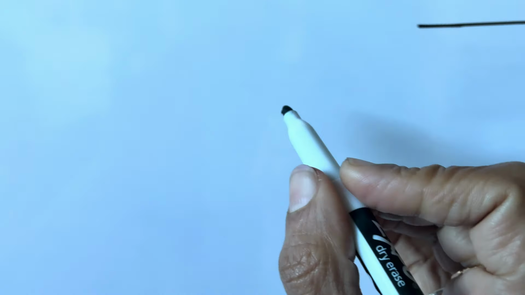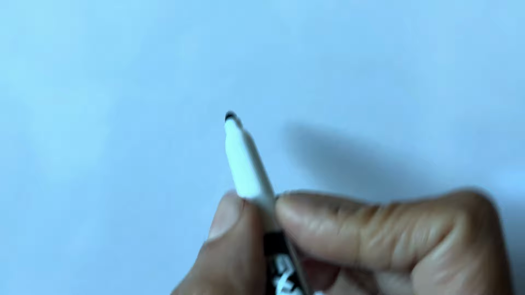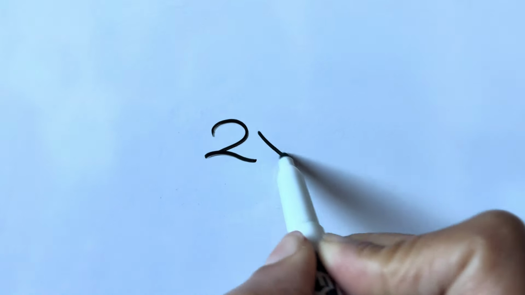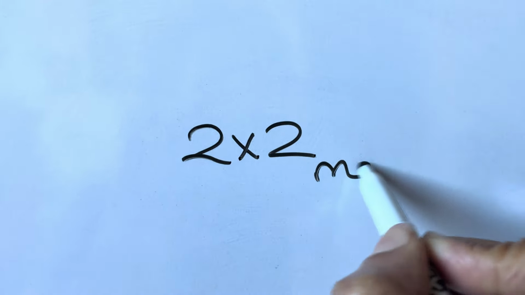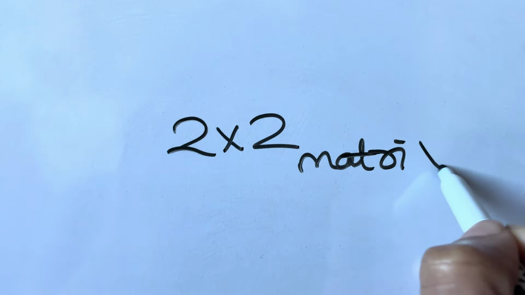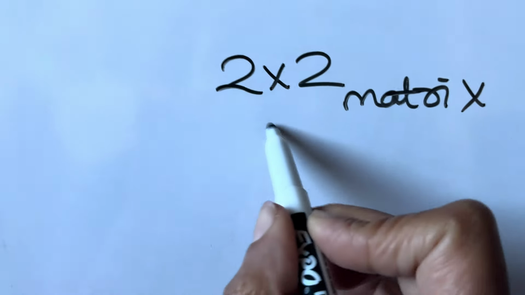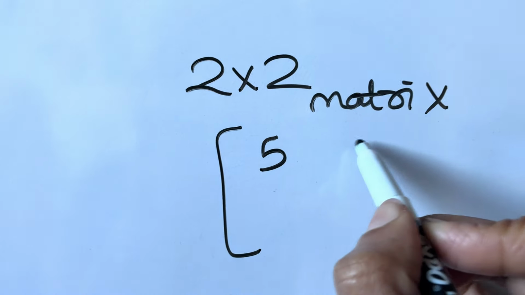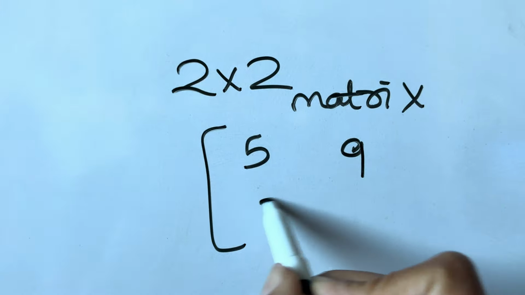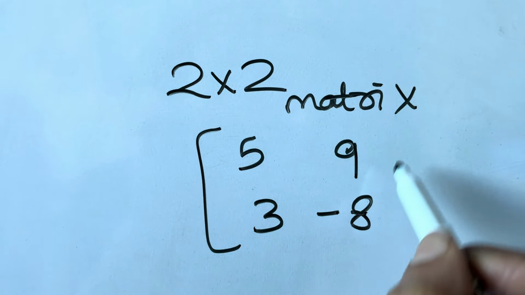Problem for today is matrices, and in my earlier videos I have shown you finding the determinant and inverses of a 3 by 3 matrix, and let me show how to find out the inverse of a 2 by 2 matrix. So let's start by taking an example of a 2 by 2 matrix: 5, 9, 3 and minus 8.